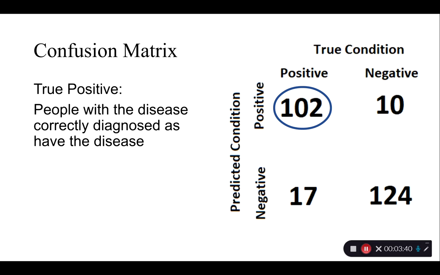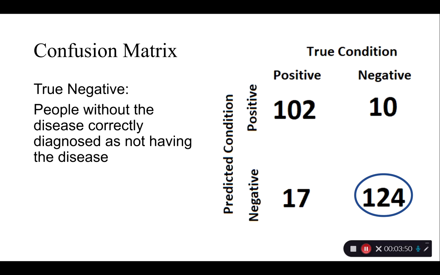Let's go through a few more definitions first. True positives, people with the disease correctly diagnosed as having the disease. That's pretty straightforward. True negatives, also pretty straightforward. People without the disease correctly said to not have the disease. That's what the ideal world is. Everybody would be a true negative or a true positive, and we'd never be confused.